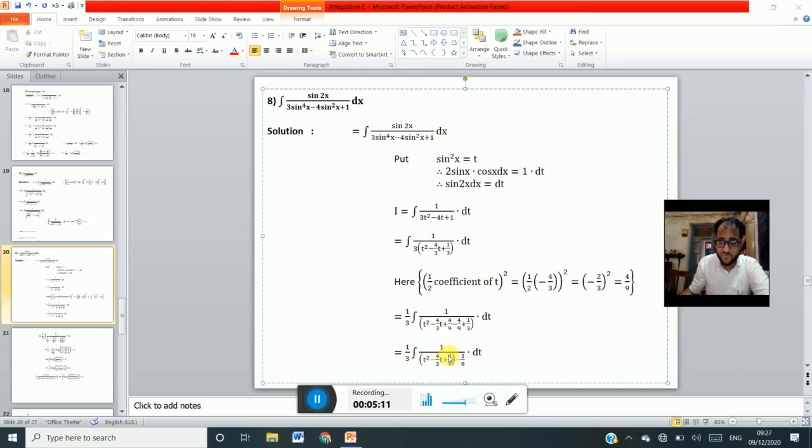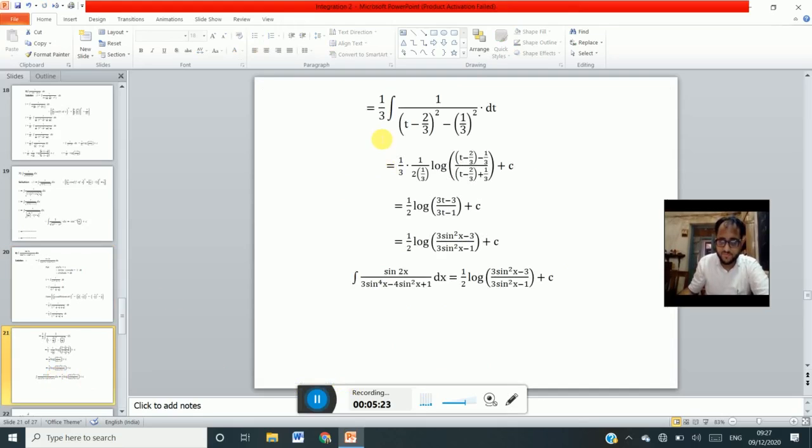So it is t square minus 4 by 3t plus 4 by 9, and minus 4 by 9 plus 1 by 3 is minus 1 by 9, right? Then see 1 by 3, this is t minus 2 by 3 whole square, as I said, minus 1 by 9 means 1 by 3 whole square. Now this is the standard form of 1 upon x square minus a square. So the result is 1 upon 2a log of x minus a upon x plus a, right? So this 1 upon 3 and 1 upon 2a is 1 by 3 log, x means t minus 2 by 3, minus a means 1 by 3, upon x plus a, right?